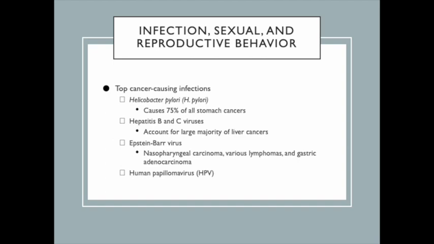Now we're moving on to infection, sexual, and reproductive behavior. There are certain viruses, bacteria, and parasites that contribute to cancer. Of the 14 million new cancer cases reported about a decade ago, 2.2 million were due to carcinogenic infections. So, what are carcinogenic infections? Worldwide, the most significant infection is H. pylori, or Helicobacter pylori, about 92%. Then we see human papillomavirus, hepatitis B, hepatitis C, and then Epstein-Barr virus, or EBV.